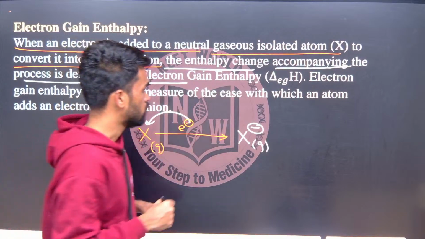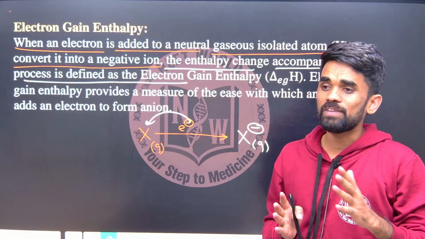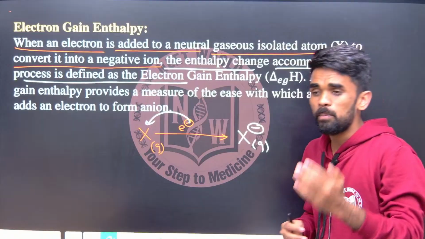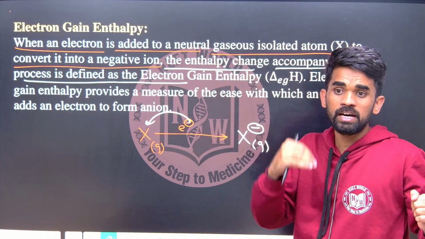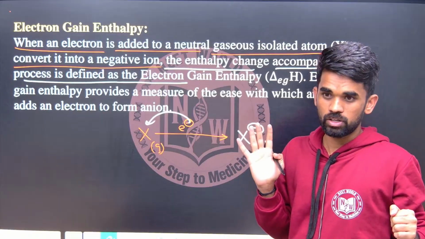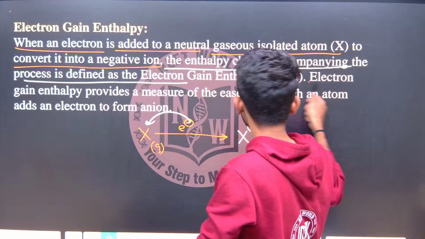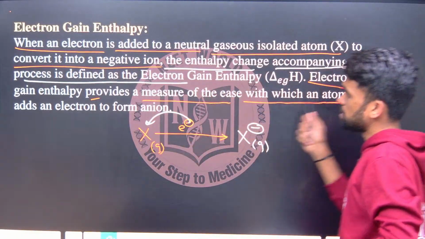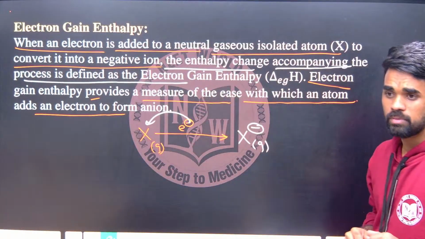In most cases, electron gain enthalpy will be negative. What do we mean by negative here? A more negative value means it has more tendency to gain the electron. So electron gain enthalpy provides a measure of the ease with which an electron is added to the atom to form an anion.